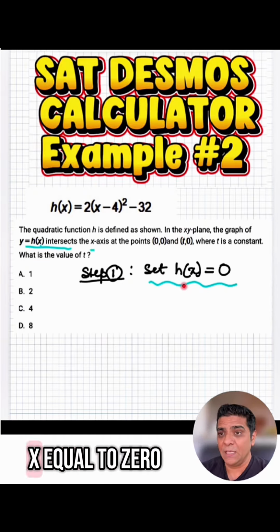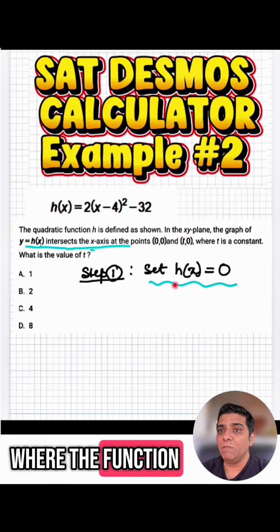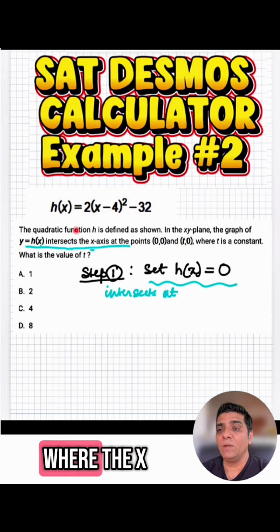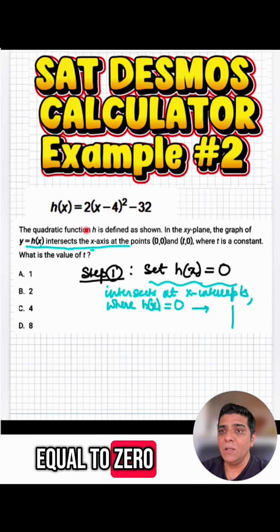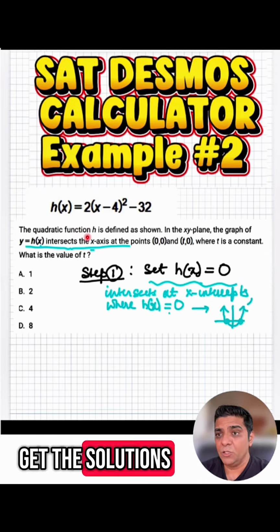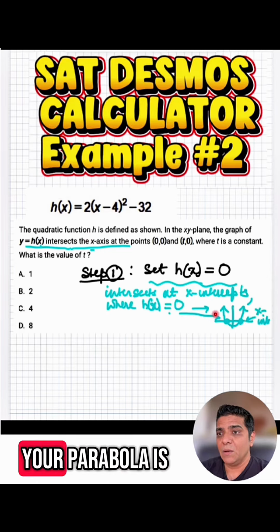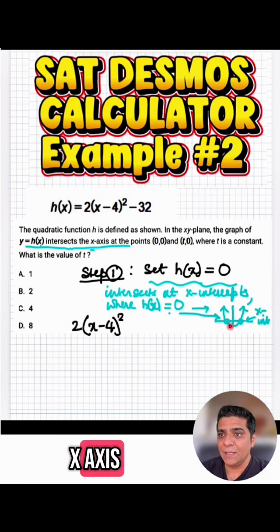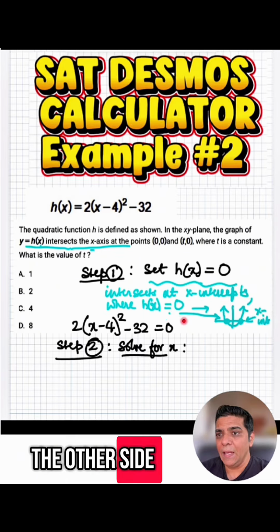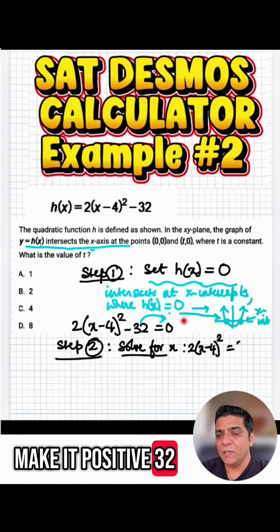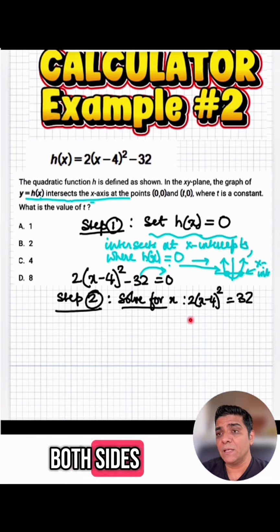We're going to set h(x) equal to 0, because that is where the x-intercepts are, where the y value is 0. Then we solve for x to get the solutions. Here's the theory: where the parabola intersects the x-axis, the value of y is 0. So we set that equal to 0, bring 32 to the other side, making it positive 32, and then divide by 2 on both sides.